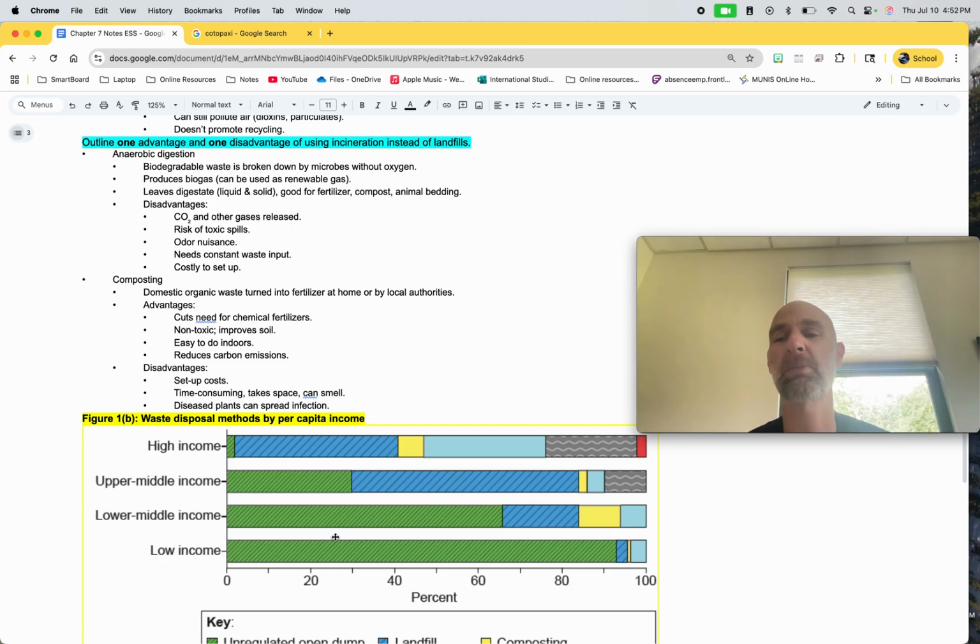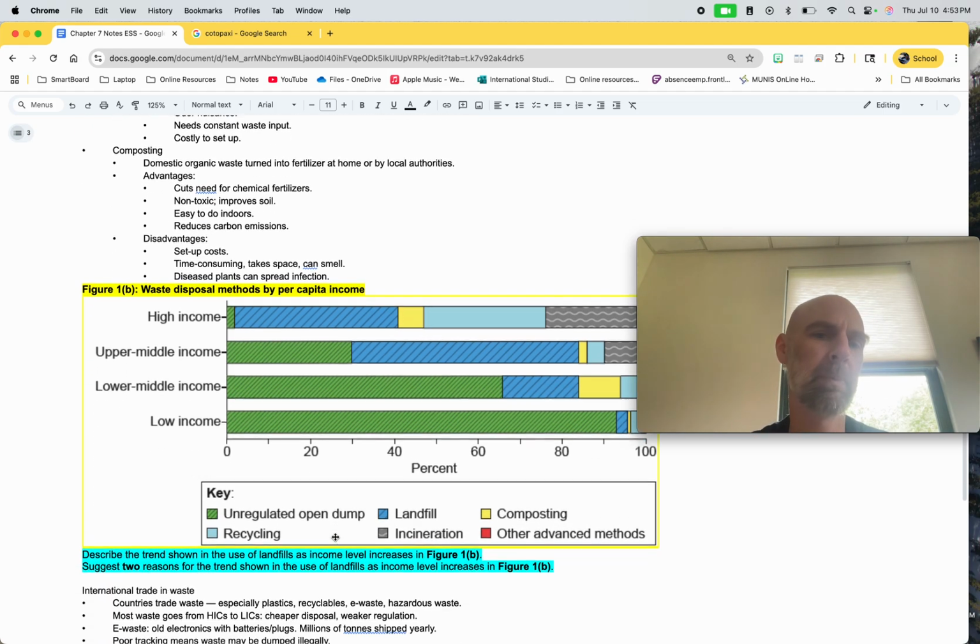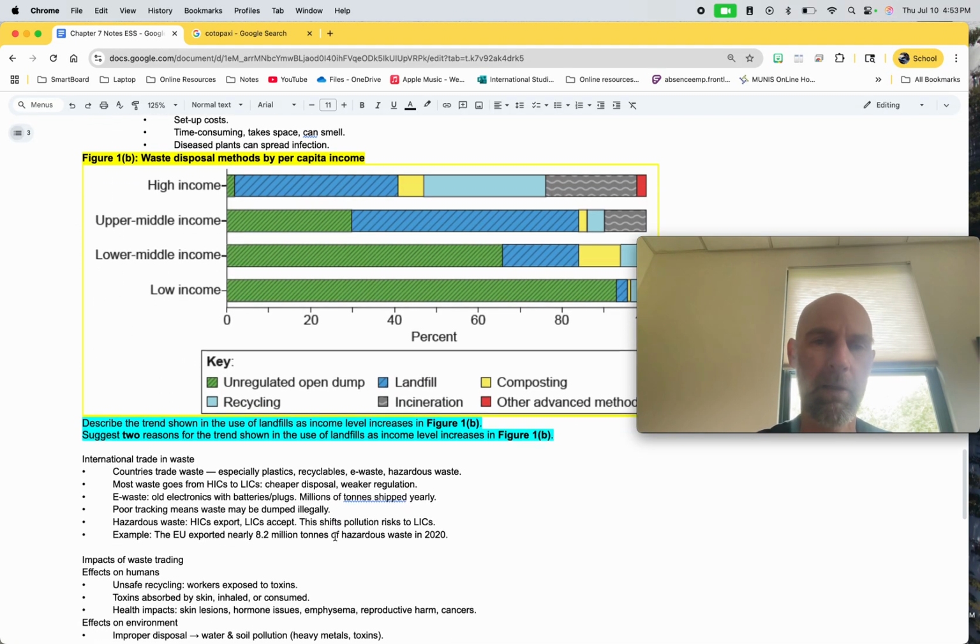I agree with you a little bit on the smell, but that's why you do it outside, away from your house. Time consuming, a little bit, but not much. Takes space, not much either. So, just ideas. All right, waste disposal methods by per capita.